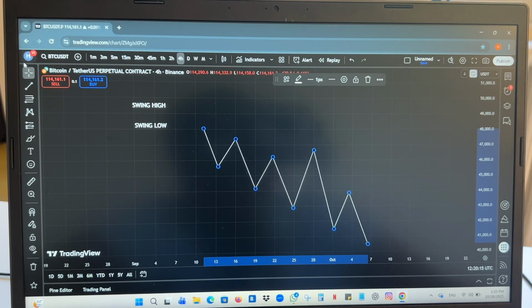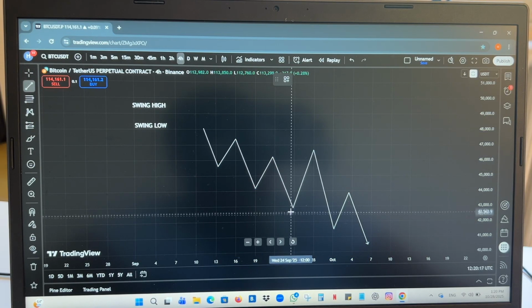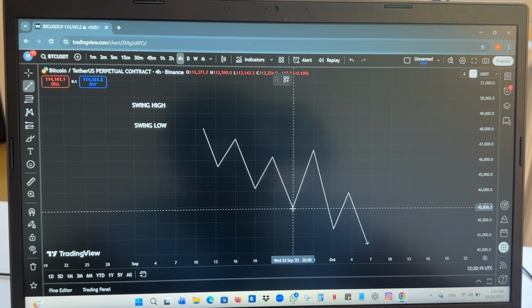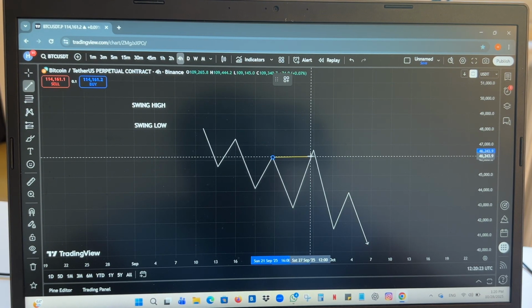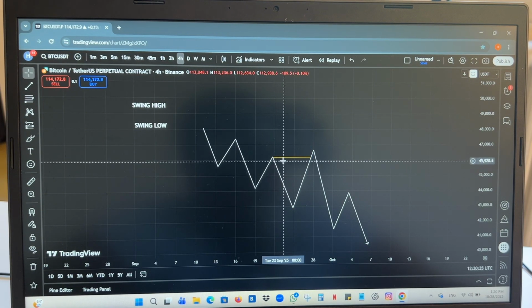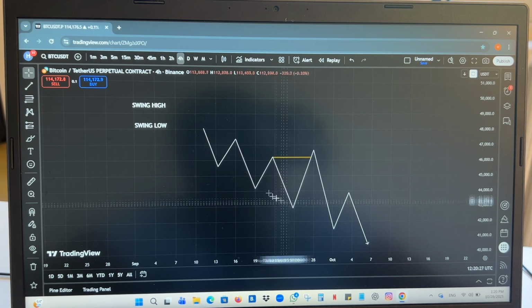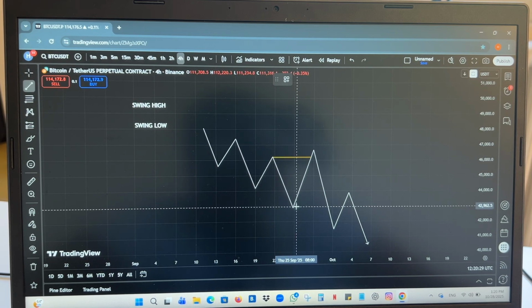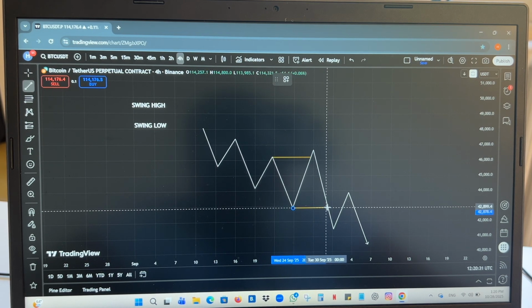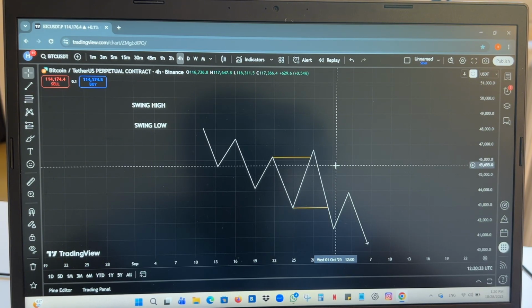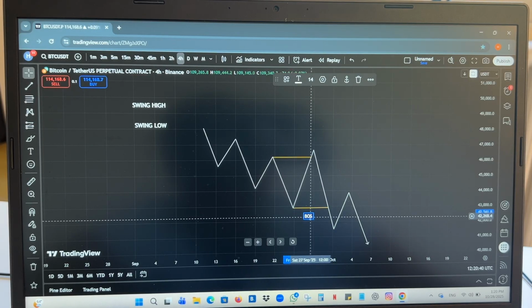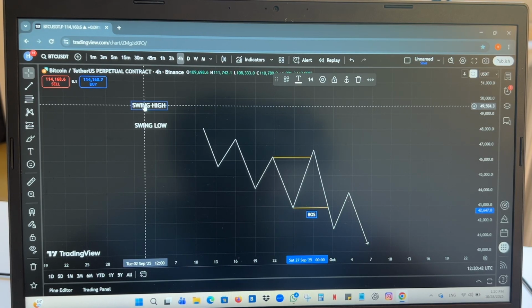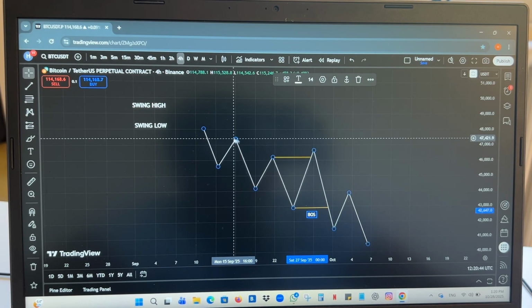So in this scenario, when you look at it, you should be able to identify what a BOS is. So just mark out the hunting line. There you go. The previous high is hunted, and when the BOS is confirmed, you draw that line itself, and there you go. You just write it down that it's a BOS itself.